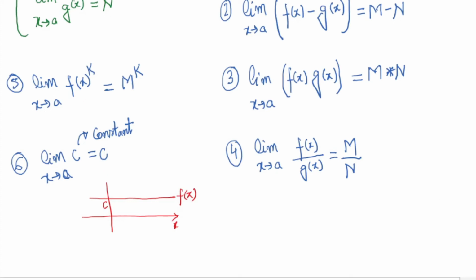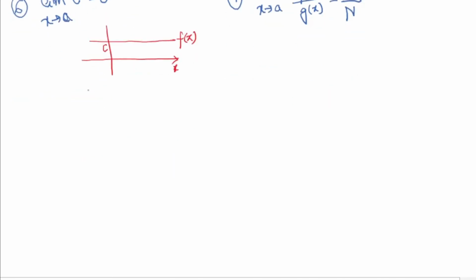Let's go for the next limit. Let me change the color so that it will be easy to recognize. The limit as x tends to a of x is equal to a. This is the property: as x tends to a, the limit is equal to a. This property holds for the limit.